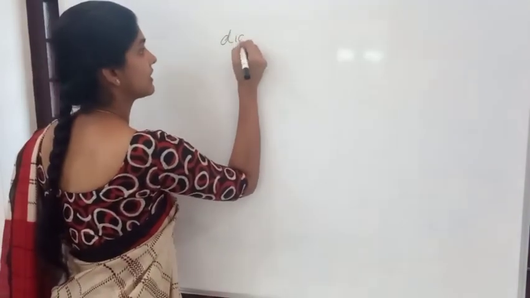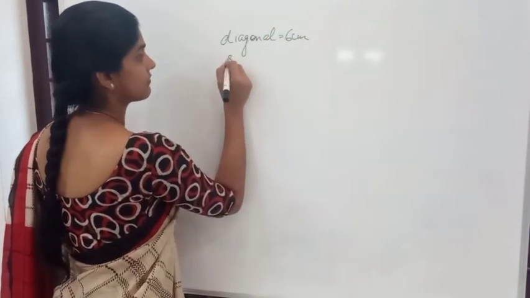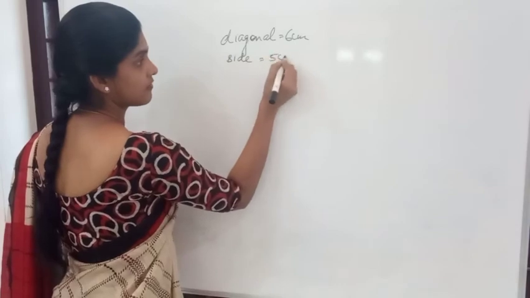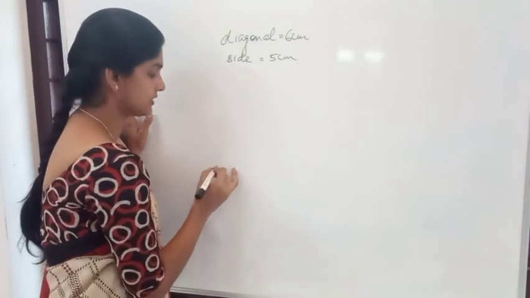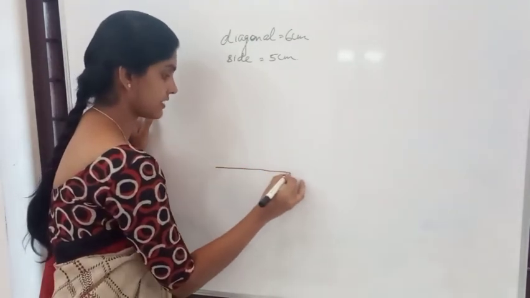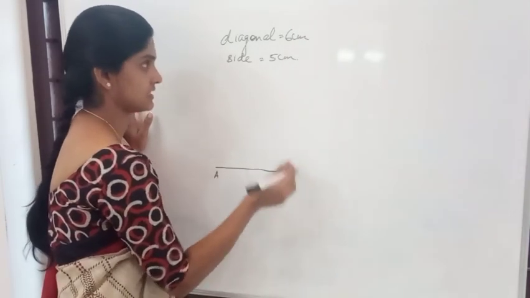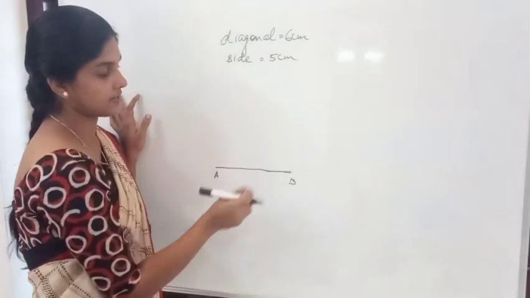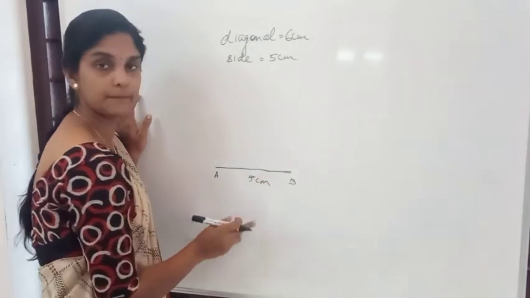The diagonal of the rectangle will be given and also one side of the rectangle will be given. Suppose that the diagonal is 6 centimeter and the length of one side is 5 centimeter. So what we'll do first, we shall draw one of its sides as 5 centimeter. This shall be the breadth or length, we don't know. Anyways, we are drawing it like this. AB, we shall take it as 5 centimeter.